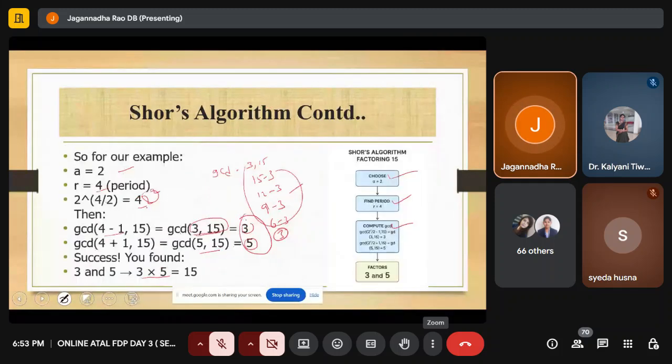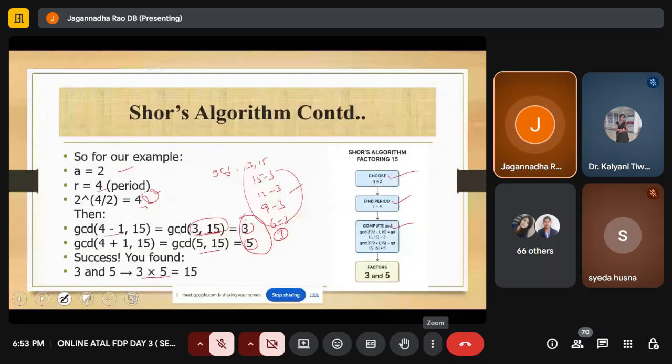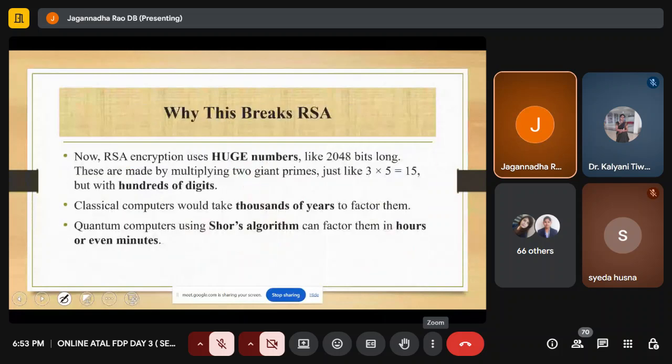So why does this break the RSA algorithm? This is Shor's algorithm, which you already know. In this, you compute the GCD for plus or minus, and finally you get the factors. In one direction the GCD is 3, and in the other direction you get 5. Finally the factors are 3 into 5, which is 15. So why does this break the RSA algorithm?